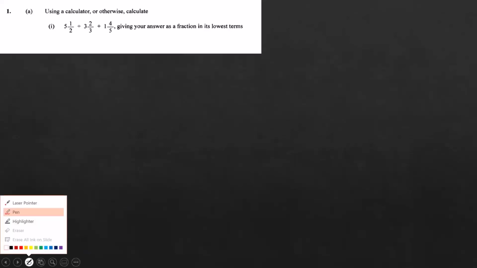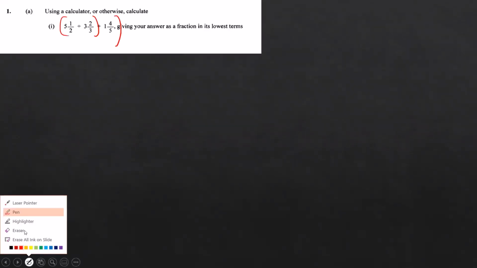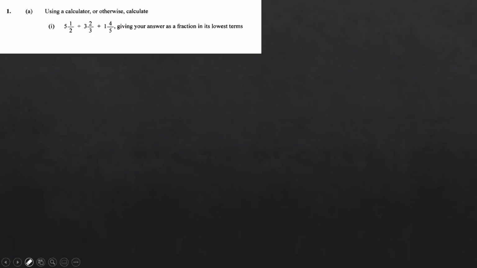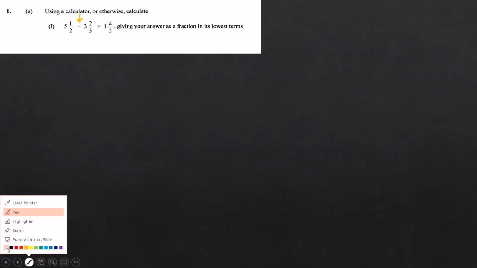Now, question 1 is a simple computation of fractions, right? Adding and dividing fractions. And usually that is how it goes. So we have, and this is a division, right? And hopefully that doesn't put some of you off, because I know last time it did. This is a division sign, and 3 and 2 thirds, plus 1 and 4 fifths.